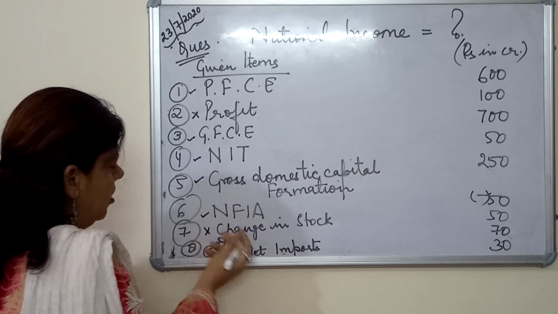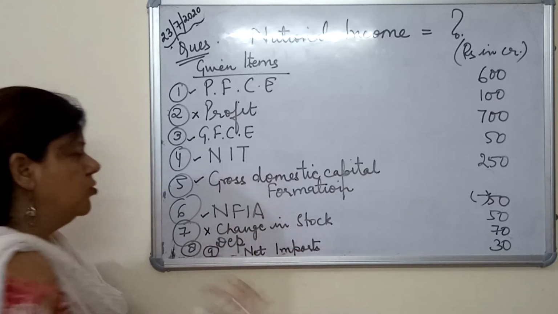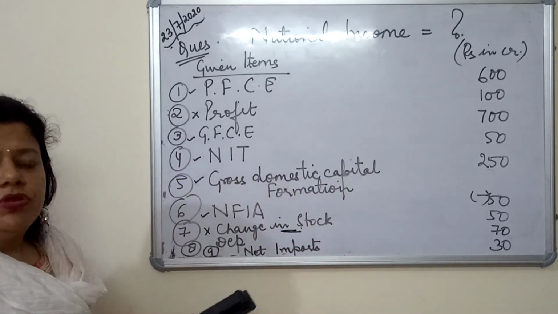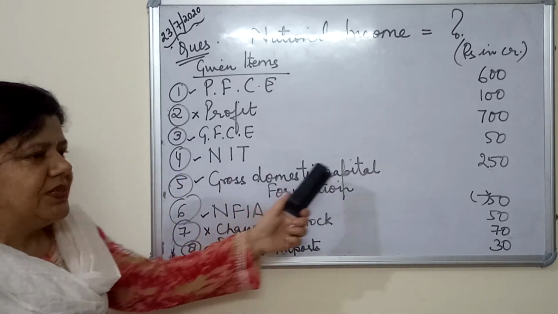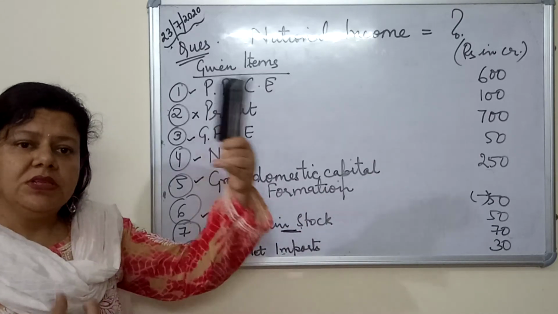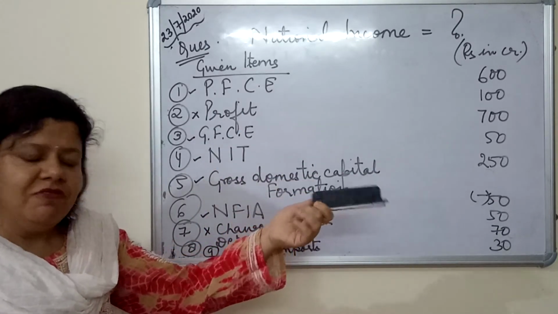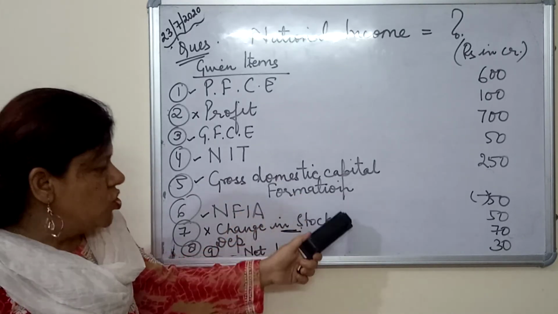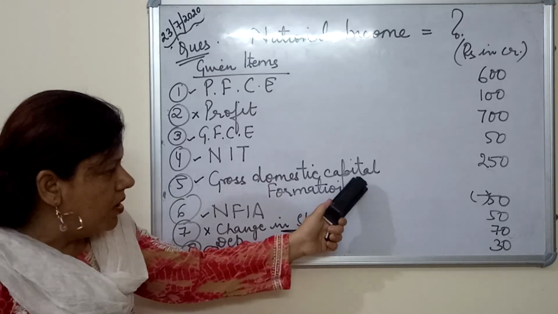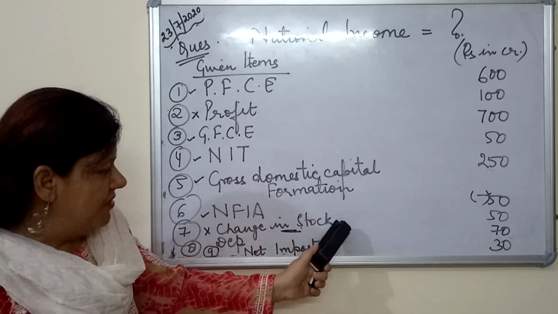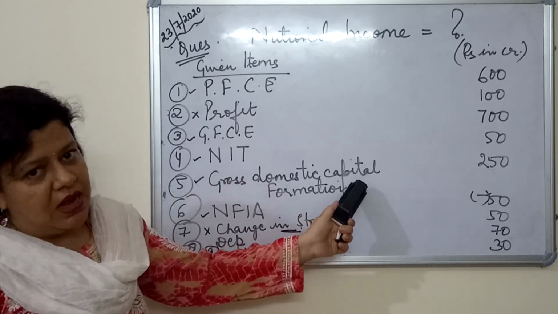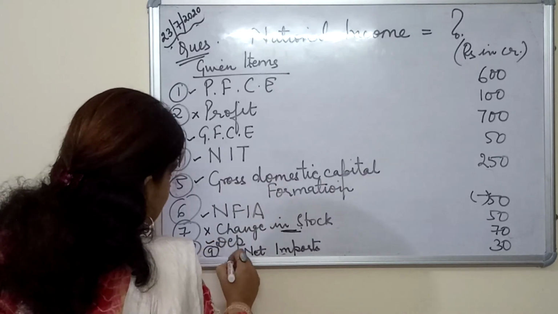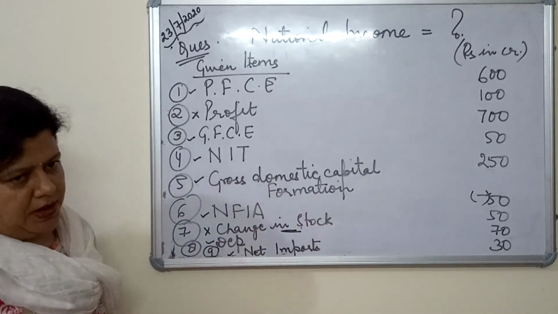NFIA, yes. Change in stock, no. Why are we not using change in stock here? This is the important thing. Because it is written as gross domestic capital formation, and it is divided into two parts: one is fixed investment and the other is change in stock. If the whole item is given, you will not add the other one because it is already included in this. Otherwise, if we add the change in stock, then it is double accounting. Depreciation, yes, you will be including, and net imports, yes, you will be including.